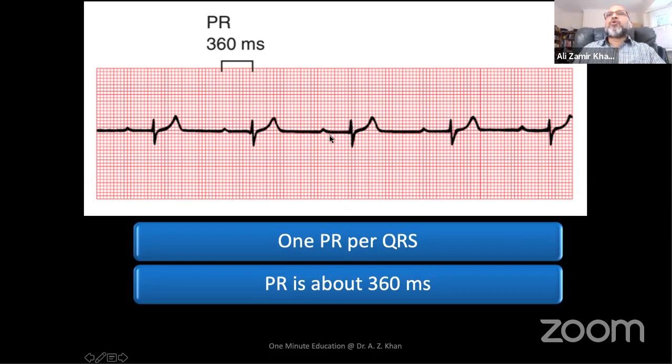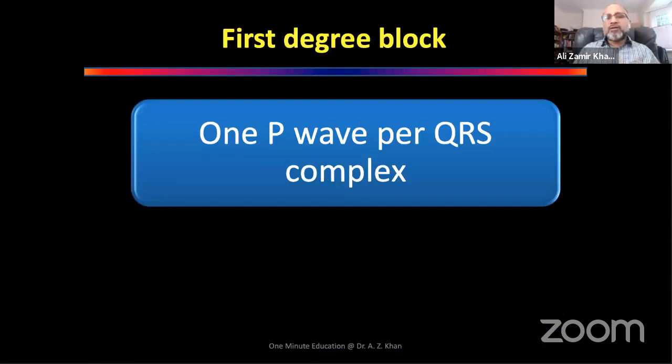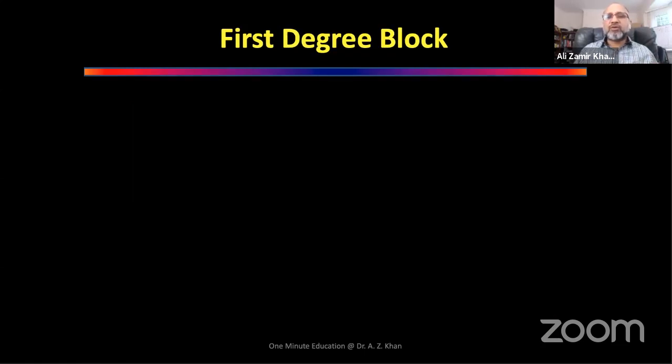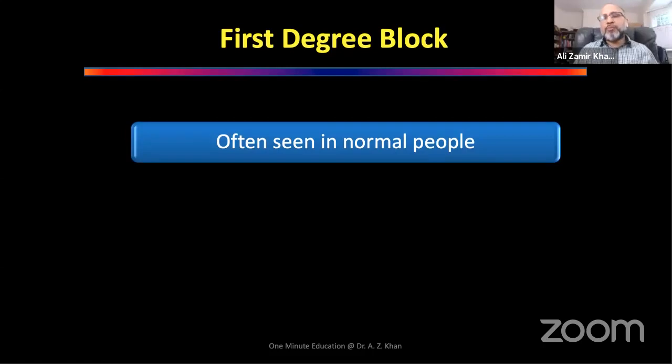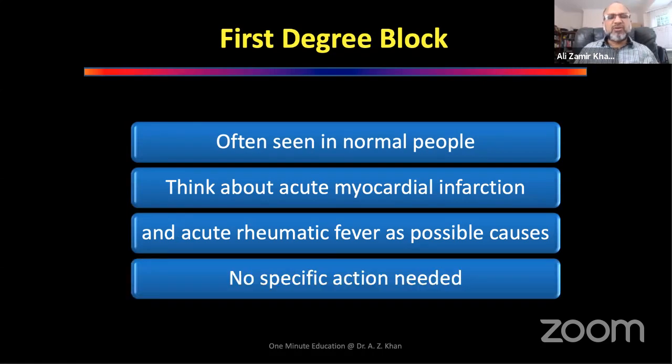When you have a prolonged PR, look, the PR is much longer, 360 milliseconds. Whenever you have a prolonged PR, it's called first degree heart block. It's as simple as that. Not difficult at all. Calculate the PR interval, and if the PR is prolonged, it is first degree heart block. One P wave per QRS and a PR interval greater than 200 milliseconds is always called first degree heart block. It might be seen in normal people as well, but if it does happen, you have to think about MI and rheumatic fever. You really don't need to treat it. There is no problem with that.